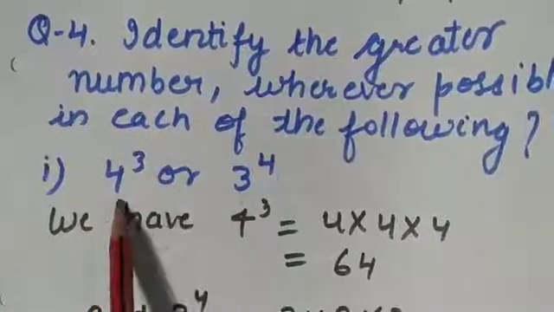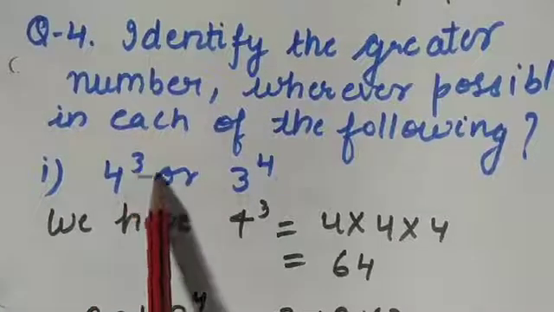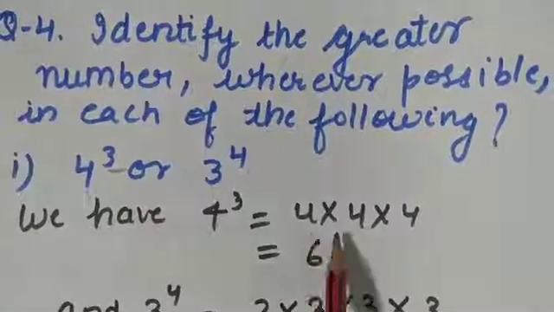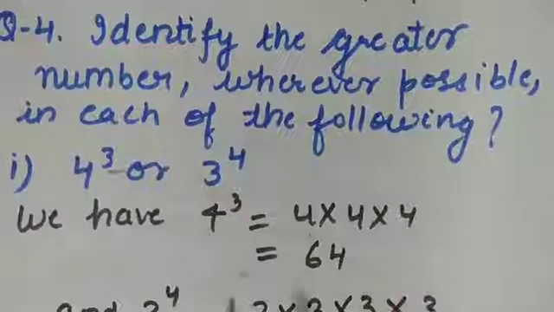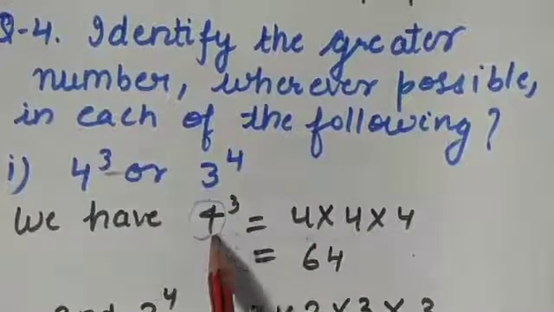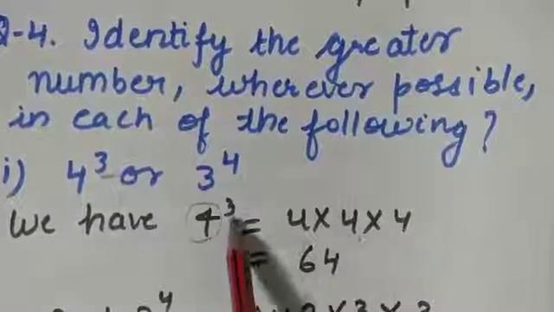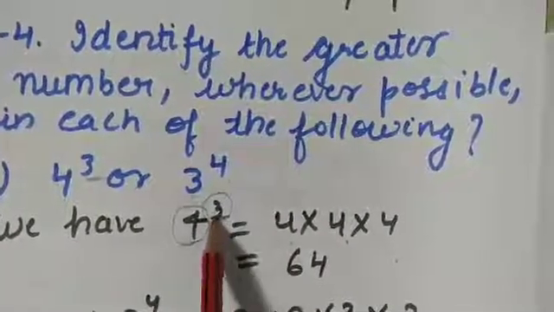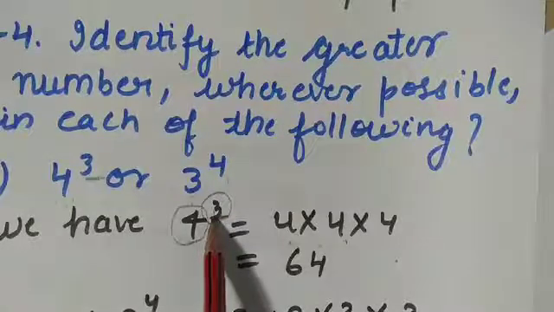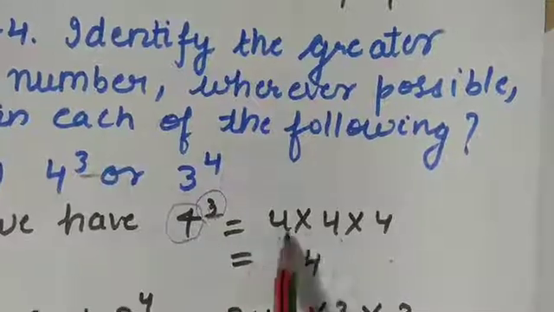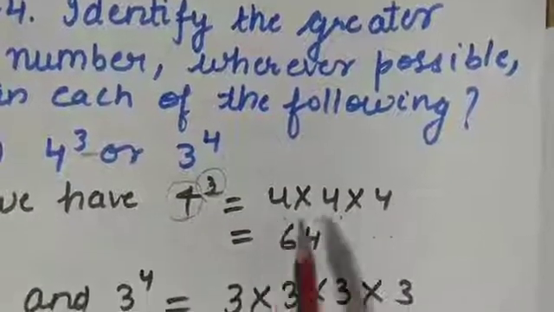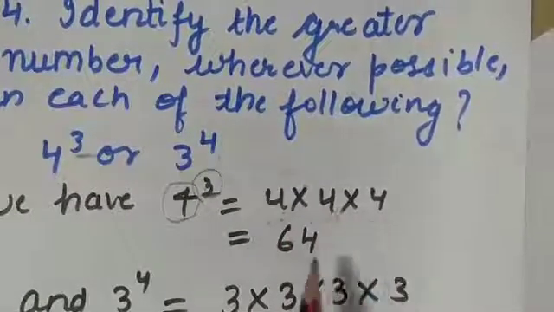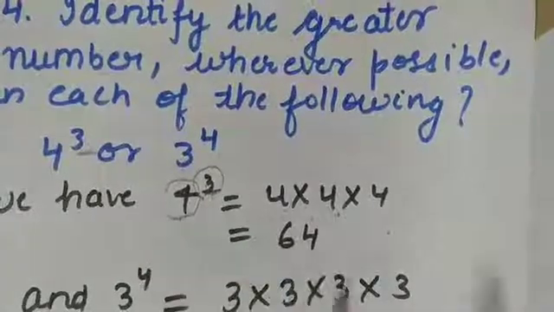So I will write in simplest form. 4 raised to the power 3 can be written as 4 into 4 into 4, because here the base is 4, so 4 is being multiplied, and how many times? 3 times. That is the power. Power represents the number of times the base is multiplied. So 4 times 4 is 16, 16 times 4 is 64. So 4 to the power 3 means 64.